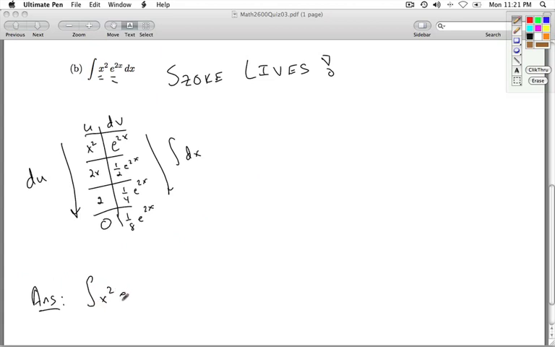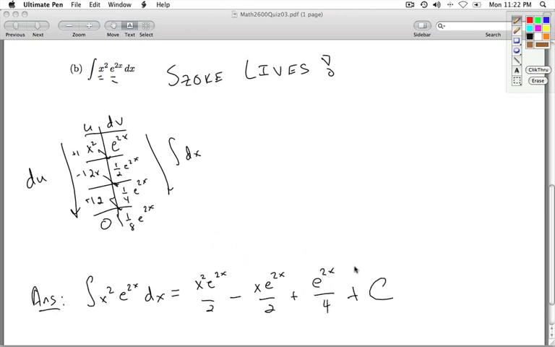The integral x squared e to the 2x dx equals, I go down and I multiply these. I take x squared times this, so it's x squared e to the 2x over 2, minus now, because remember we alternate plus 1 minus 1 plus 1, minus 2x e to the 2x over 4, which is going to be minus x e to the 2x over 2, because those 2's will cancel one of the 2 in the denominator, and then plus 2e to the 2x over 8, that's e to the 2x over 4, and don't forget your plus c.